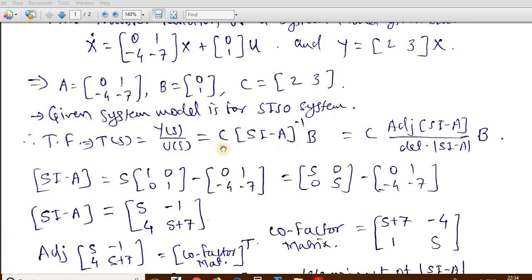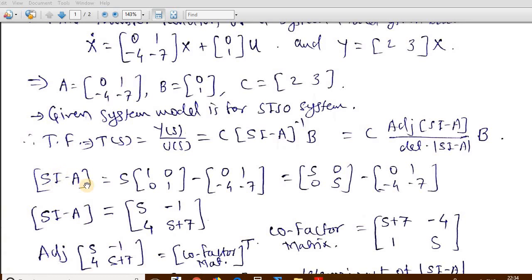This is the formula to calculate the transfer function of a single input single output system: Y(s)/U(s) equals C into (sI minus A) inverse into B. We can also write it as C into adjoint of (sI minus A) divided by determinant of (sI minus A), into B. We have to calculate all these quantities and put them in the formula to get the transfer function. So we'll find them one by one.